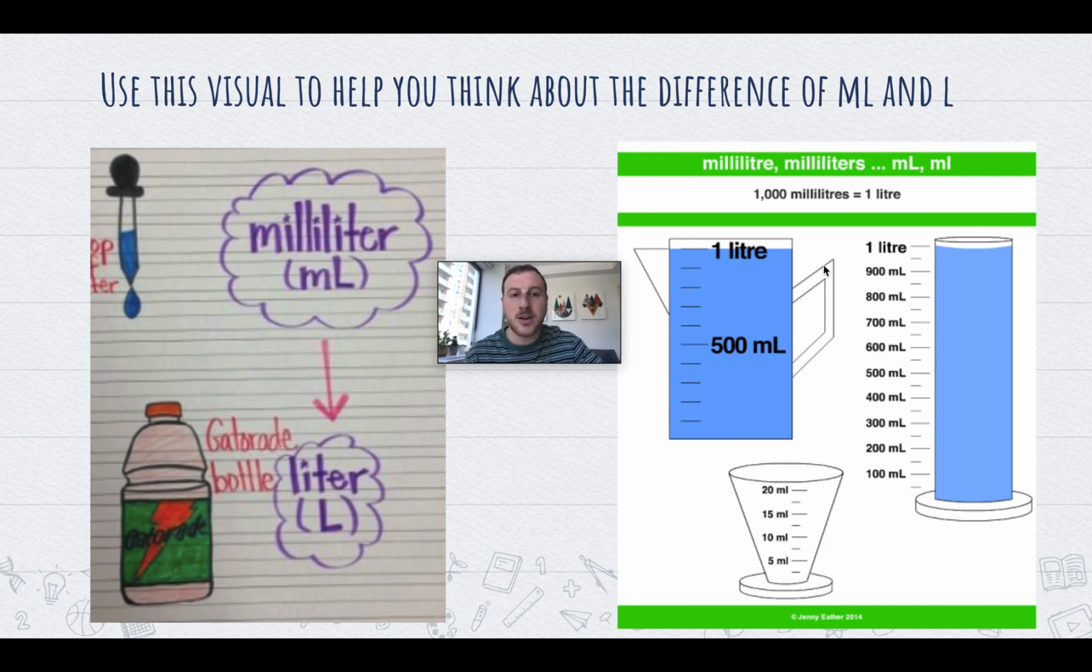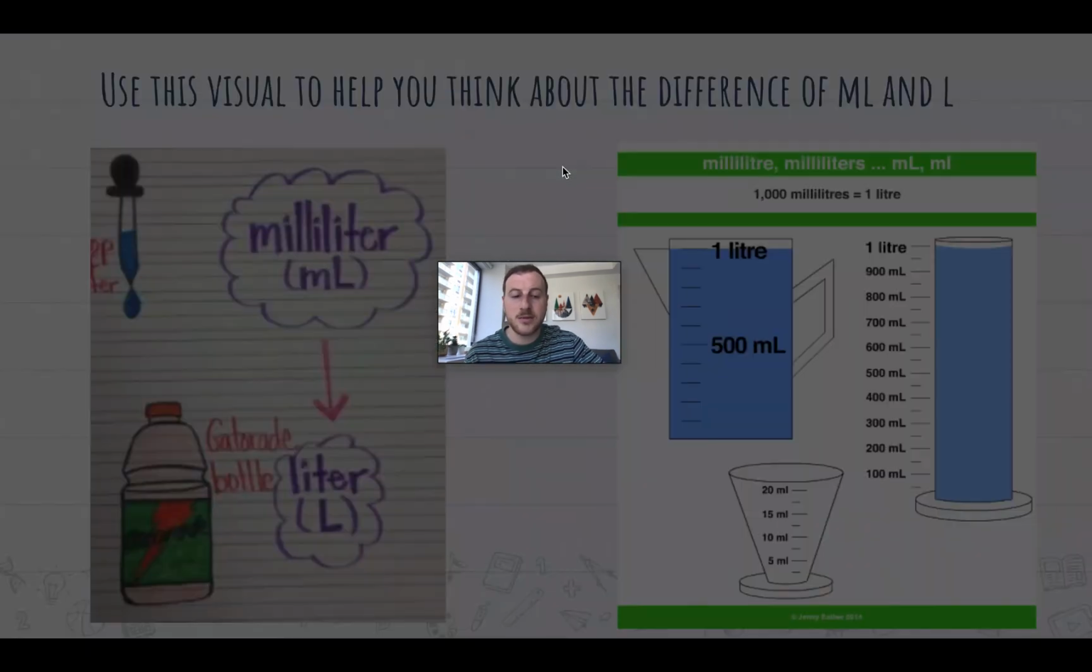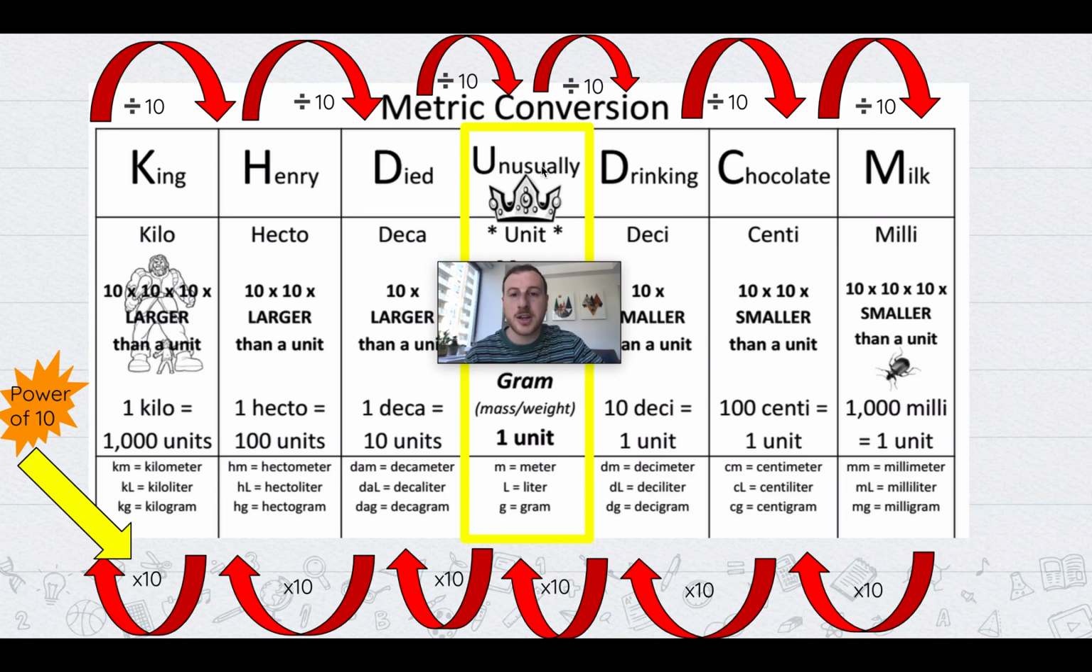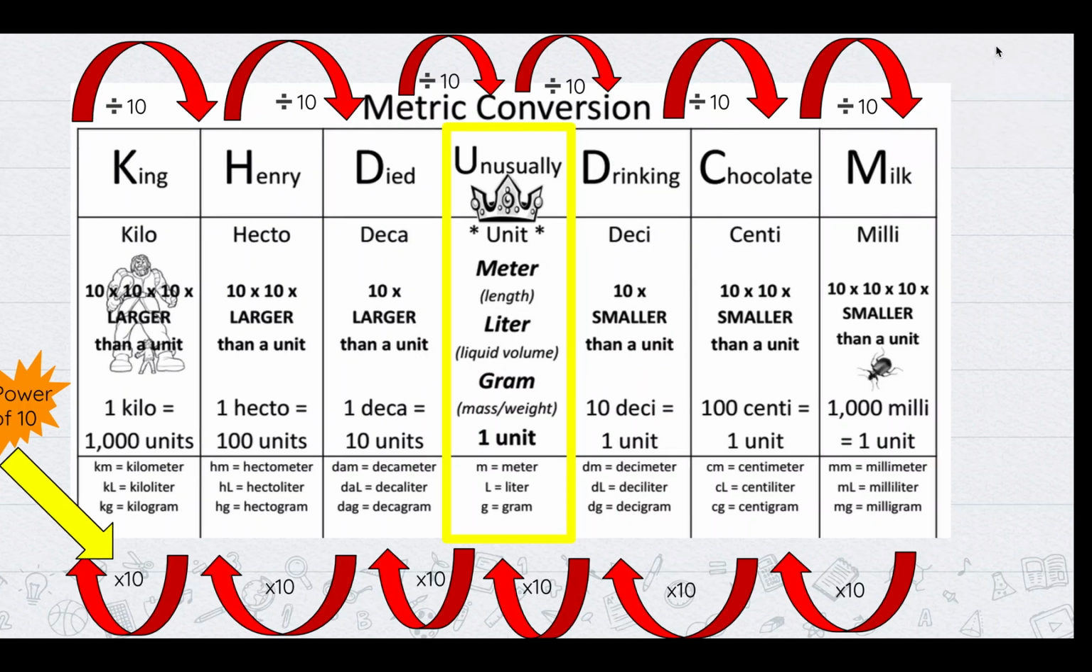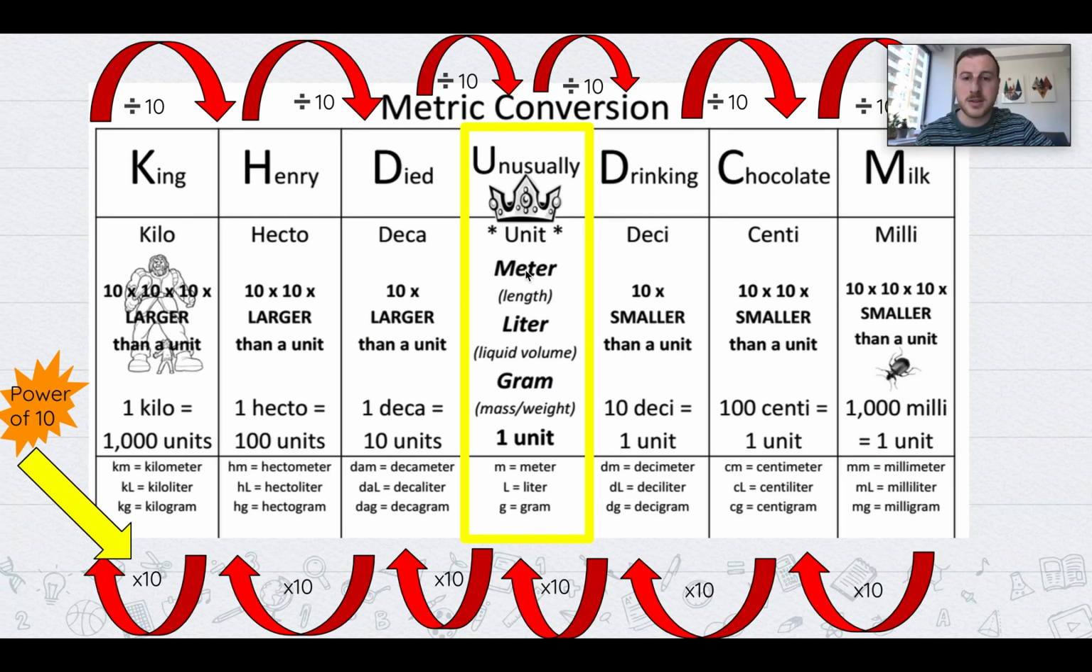That can be seen also on our chart here. If we start with 1 liter and we go to milliliter, then that means we're dividing by 1, 2, 3 powers of 10 all the way to 1 milliliter, or 1,000 units smaller than 1 liter.